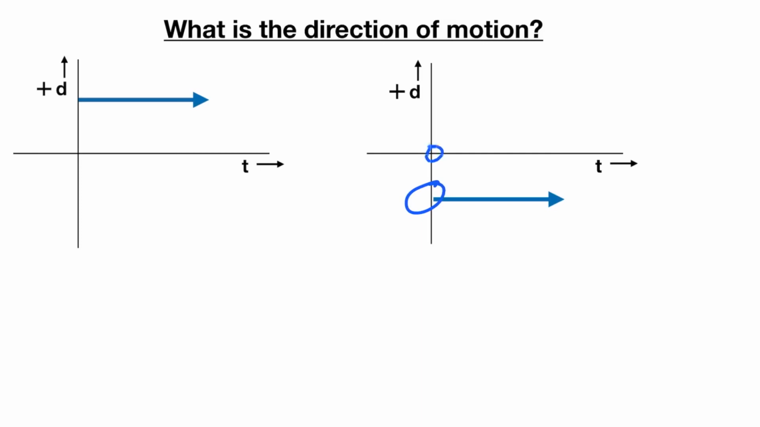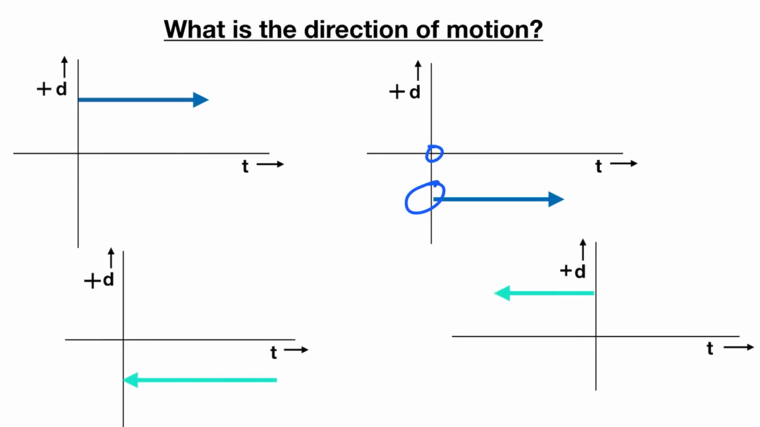What about this graph, and this graph? Do you know what the difference is here? Can you say the same thing here? Think about it. You cannot, these two graphs are not correct.